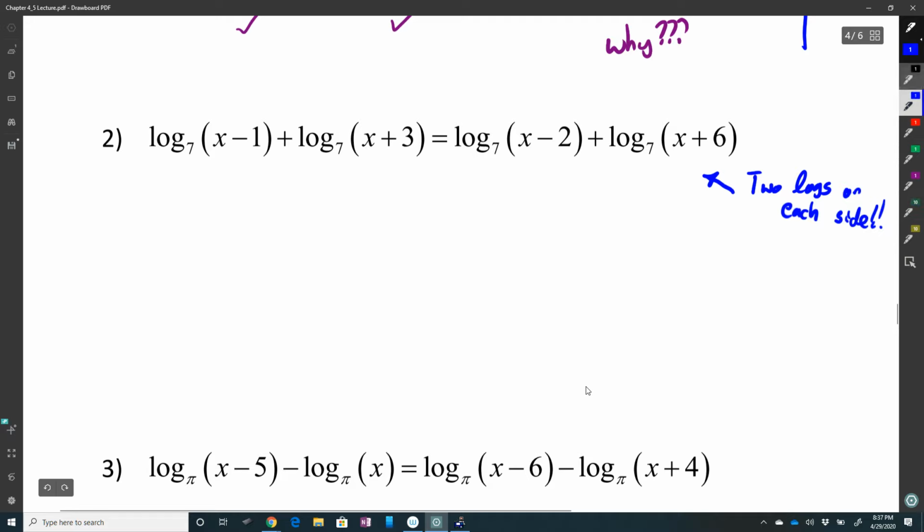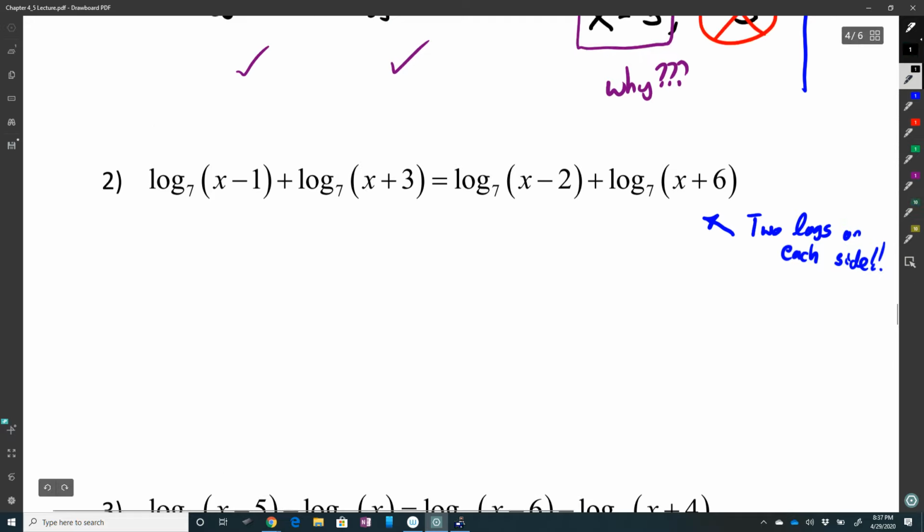So in order to get this to where there's 1 log on each side, notice that I have log plus log. And the rule from Tuesday is, remember, it was log of m plus n equals, sorry, I just butchered that. Don't do what Gilbert did.